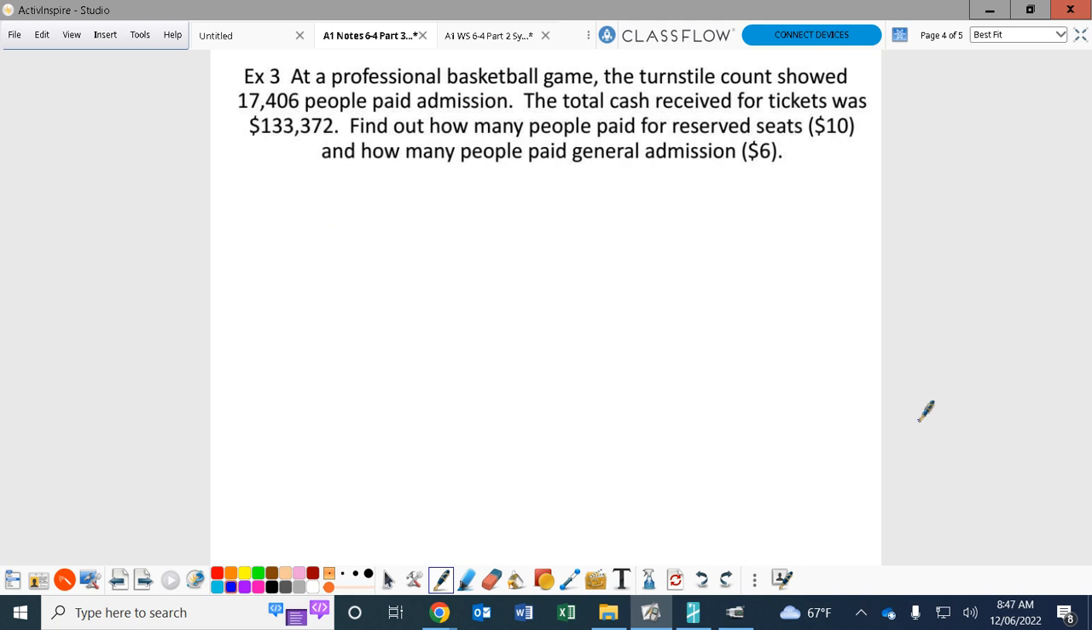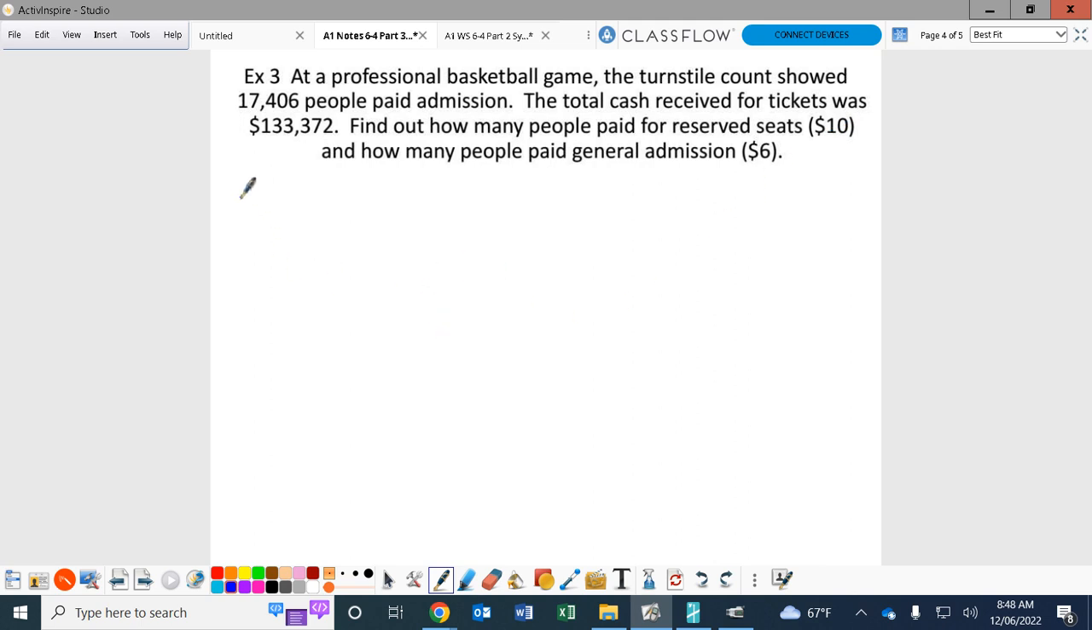Here we go. At a professional basketball game, the turnstile count showed 17,406 people paid admission. The total cash received was $133,372. That's really ridiculously low because tickets to a pro game are expensive as heck. Find out how many people paid for reserved seats. Yeah, there's no way they pay this little. And how many people paid general admission at $6? Now a college game, maybe, but a pro one, probably not.